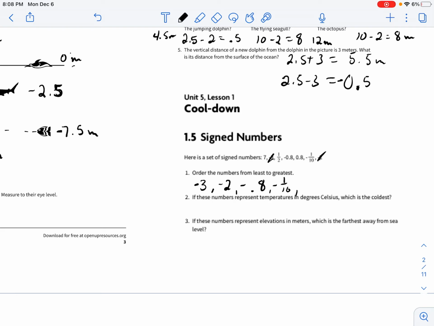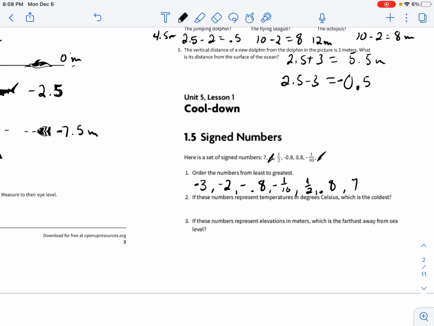Okay, then after that we get to the positive numbers, which is going to be 1/2, 0.8, 1, and then last would be 7. So that is those numbers in least to greatest. So negative 3 is the smallest number, even though it has the largest digit of the negative numbers. And then it keeps working up. And once we get past 0, it works as normal: the smallest number comes before the larger number.